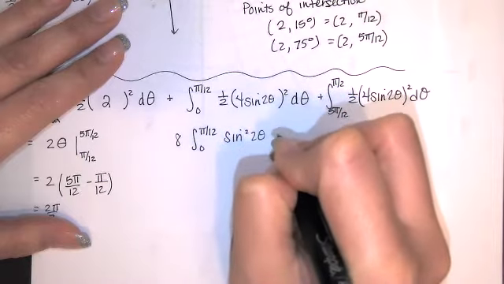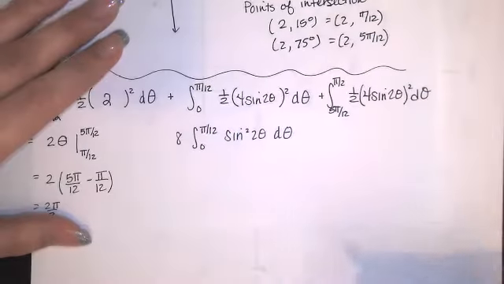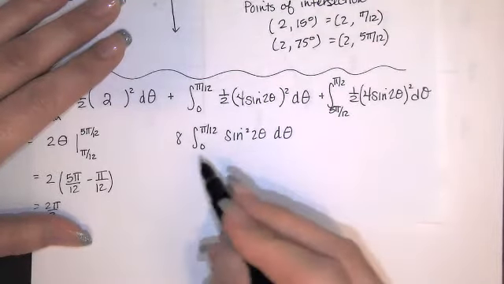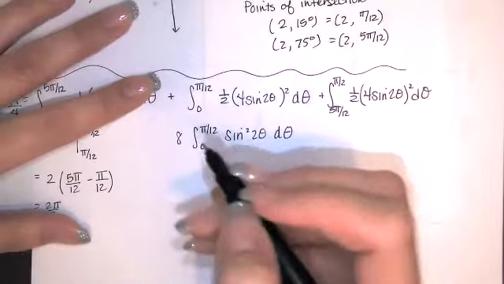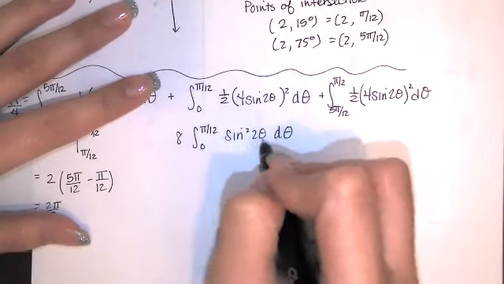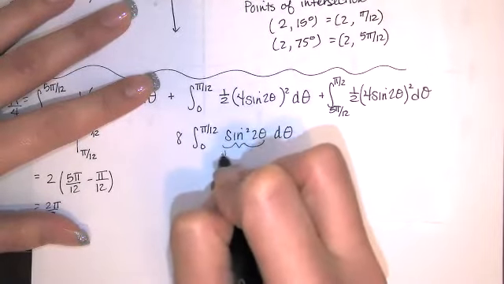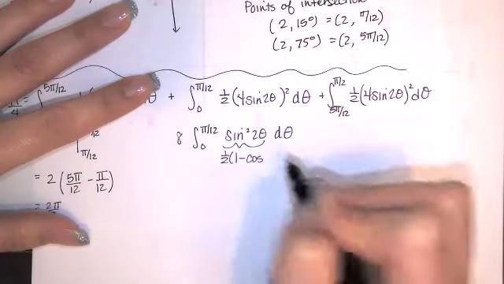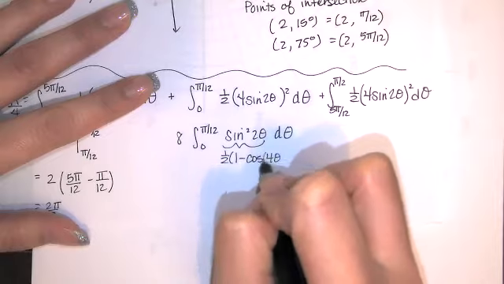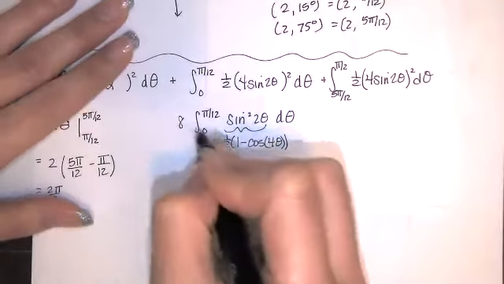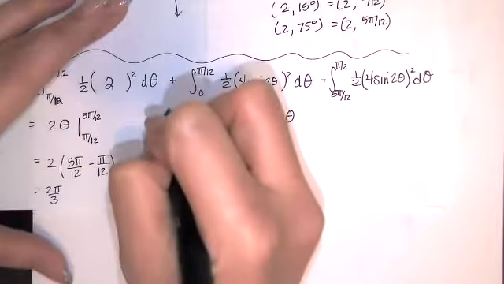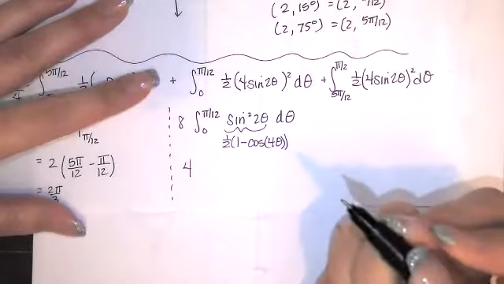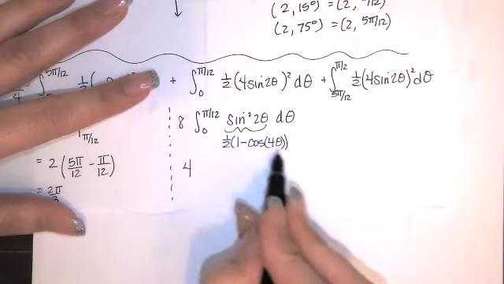And if I want to anti-differentiate sine squared of an angle, if there's no cosine squared of the same angle, I've got to use a power reducing formula. So the power reducing formula for this is 1/2 of 1 minus cosine of double the angle. So that angle is 2 theta, the new angle will be 4 theta. That 1/2 times that 8 is going to give me a 4. So I've got 4 times the integral of this.